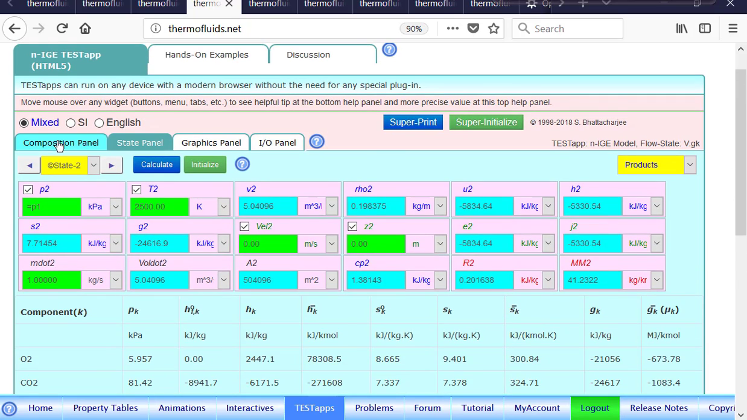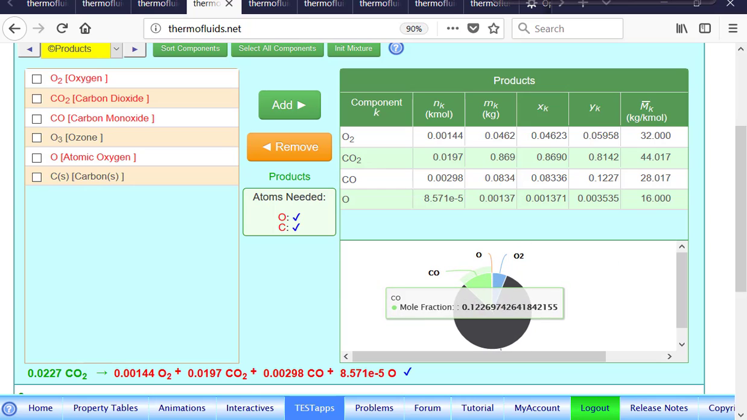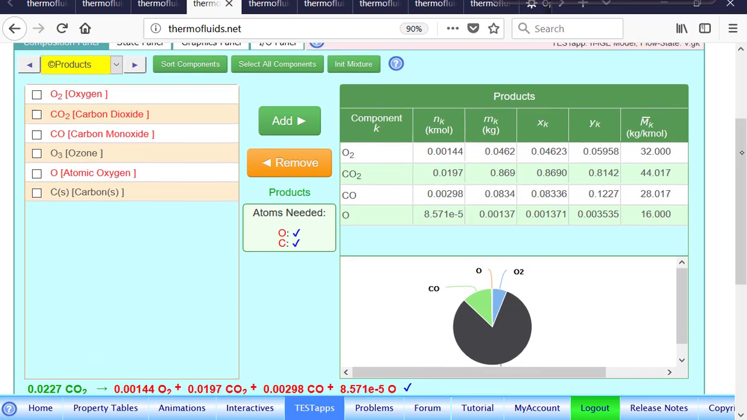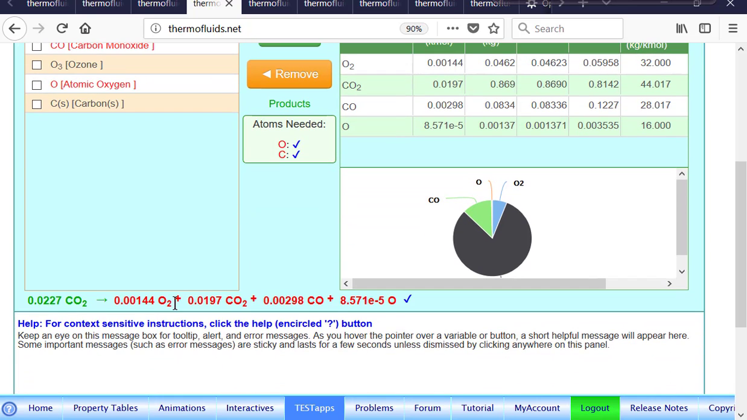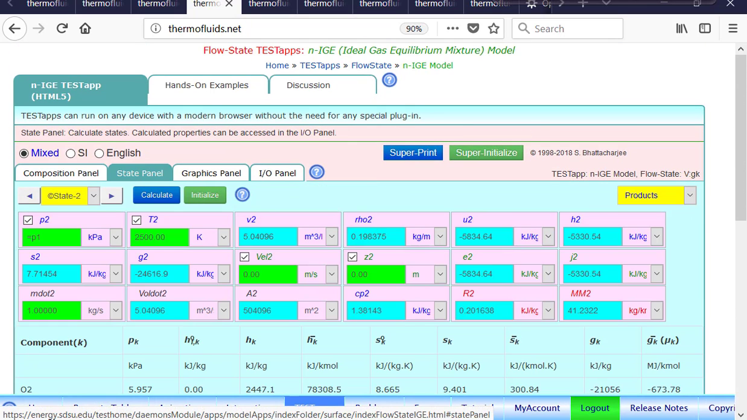If you go back to the composition panel, you will see that the product's composition is shown in this pie chart, and these are the different mass fractions and mole fractions of different components. Obviously, the incomplete reaction, which is balanced, is shown here. And this must be 1 kg of CO2 producing so many kg of O2, so many kilomoles of O2, CO2, etc. But the left hand side is 1 kilogram, the right hand side must be 1 kilogram. Okay, so let's go and evaluate.